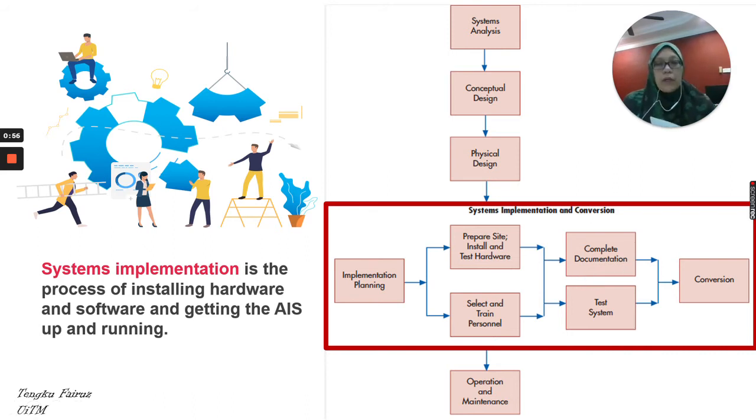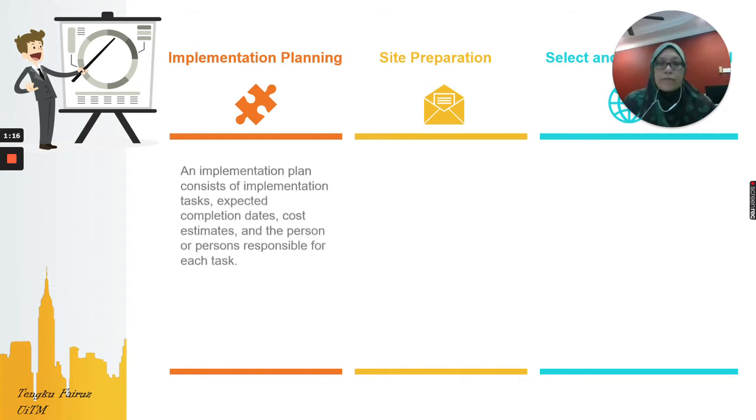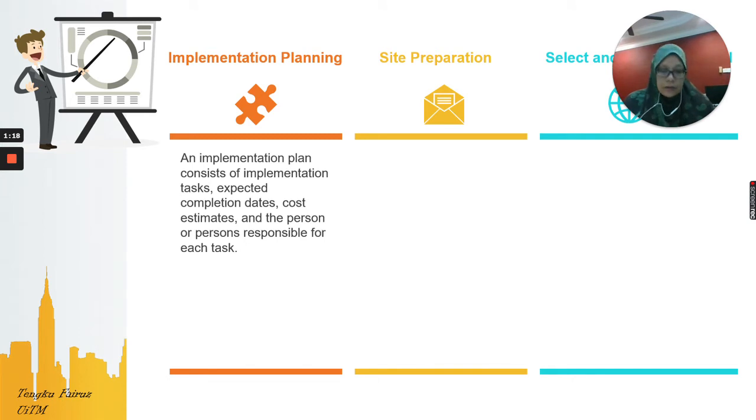system. Okay, so in the system design phase just now, it is complete, there is a design, the system is there. So how are they going to implement it? So the first step we look at is implementation planning. The implementation planning consists of the implementation task. Okay, expected completion dates, when, the estimation of cost and the person responsible for each of the task.